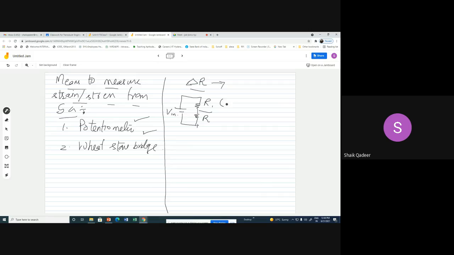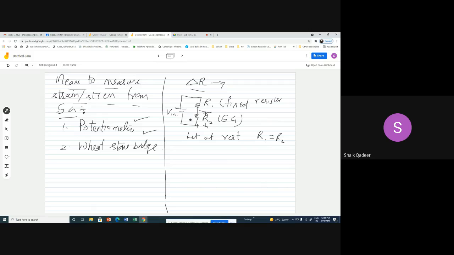Let us suppose that this is a fixed resistor and this is a variable resistor. In our case, it is the strain gauge. Is it clear to everybody? This is the fixed resistor and this is the strain gauge resistor. For simplicity, at rest, consider R1 is equal to R2, meaning the value of R1 is taken just similar to R2, okay?